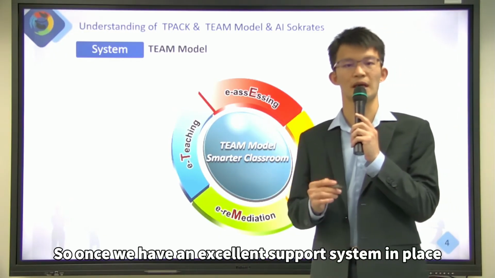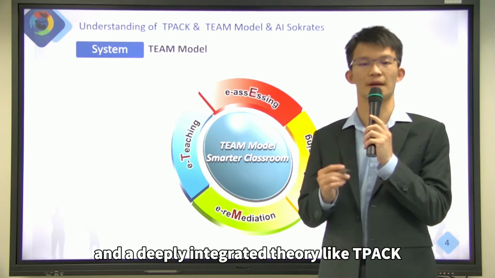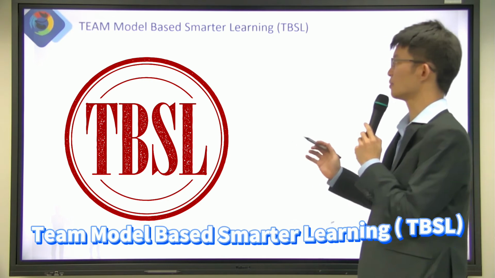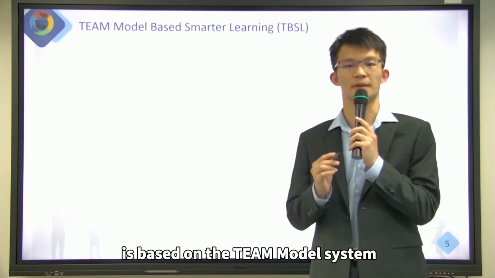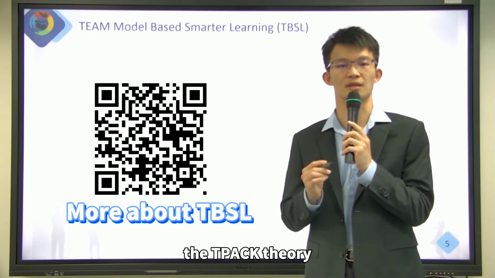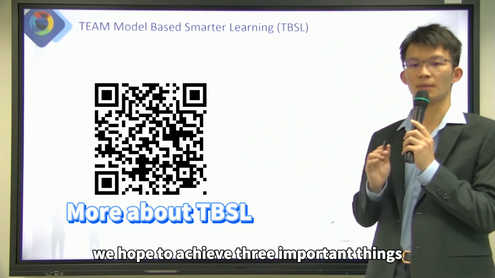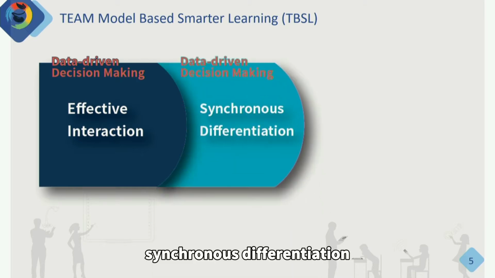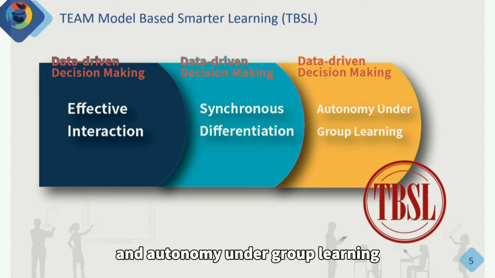So once we have an excellent support system in place and a deeply integrated theory like TPACK, our team put together a learning method called Team Model-based Smarter Learning. This learning method is based on the Team Model system and is one of the best ways to implement the TPACK theory. Through TBSL, we hope to achieve three important things: effective interaction, synchronized differentiation, and autonomy under group learning.